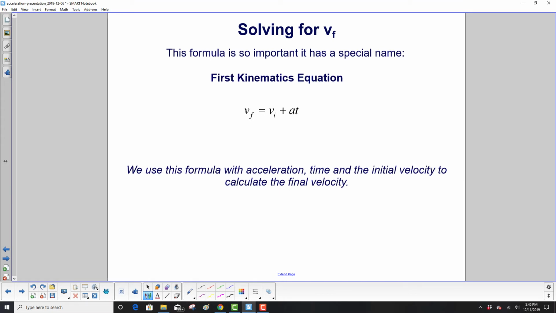On the last slide, I said we put vi here on the left because it looked prettier. Well, it does. And this is such an important equation, it has its own name. This is the first kinematics equation. There will be 2 more, but this is the first one. Let me get rid of that circle so you can see it in all its beauty. If you have an initial velocity, which is the vi here, and then you accelerate for a certain period of time, you add those 2 numbers and you find your velocity at that new time. So we'll use this formula with acceleration, time, and the initial velocity to calculate the final velocity.